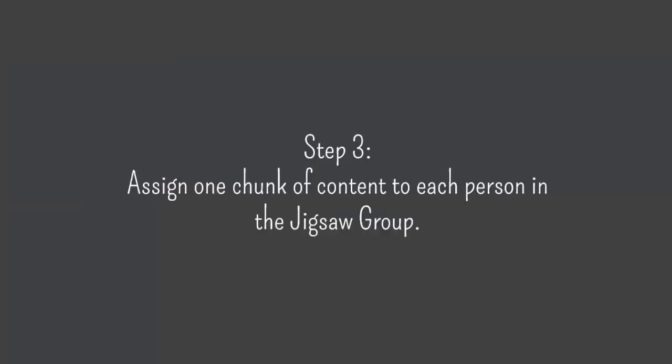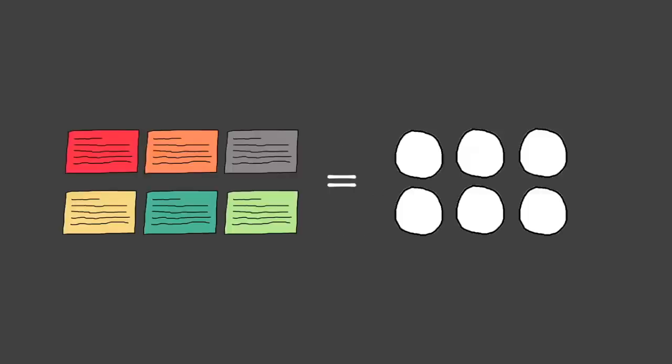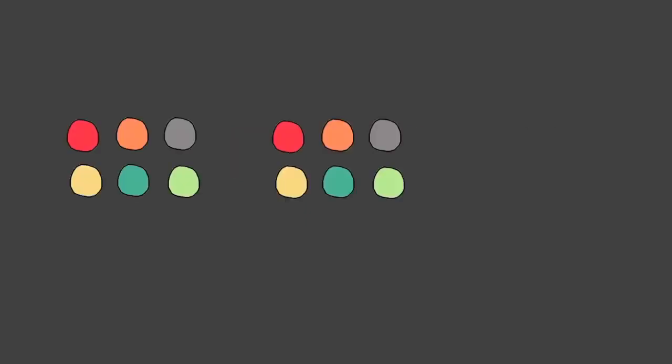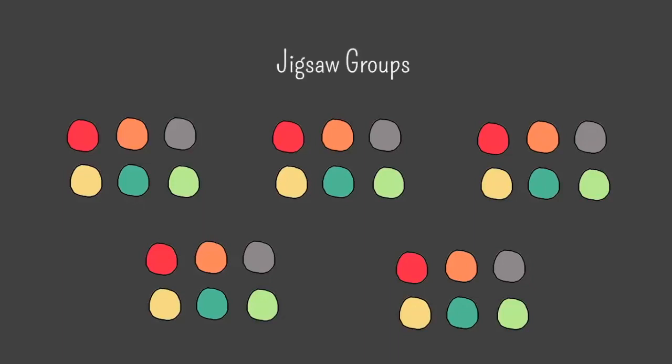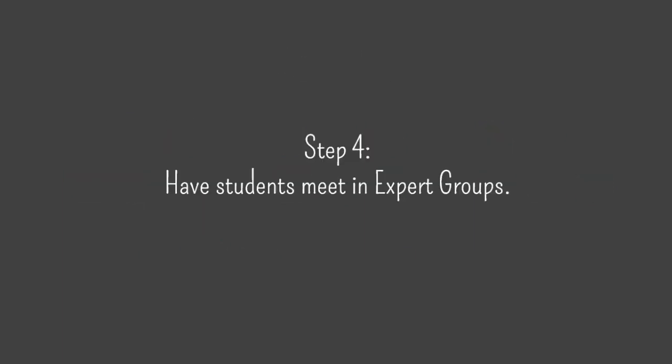Step 3, assign one chunk of content to each person in the jigsaw group. Each group has one person responsible for one chunk of the content. That person will be expected to teach that chunk to the rest of the group. At this point, students don't really interact with other members of their group. They just read and study their own chunk of content independently. Then their independent study is fortified by the next step.